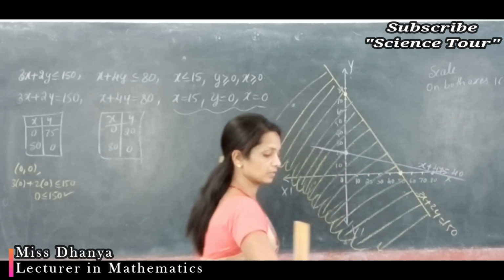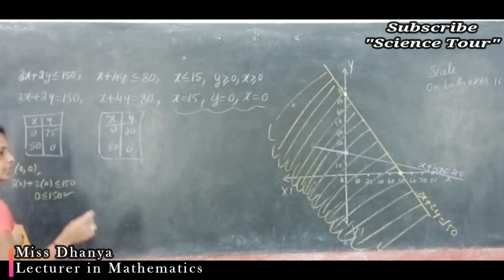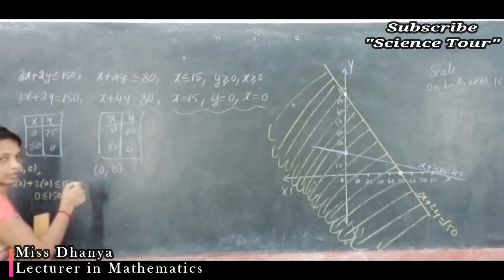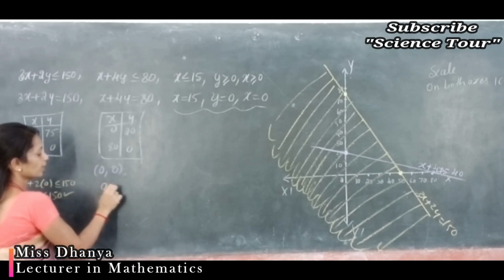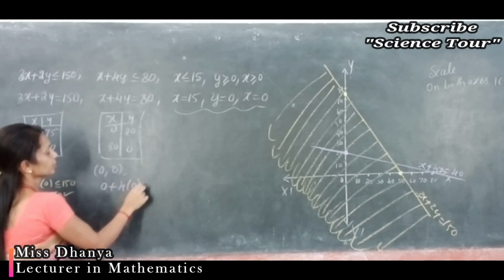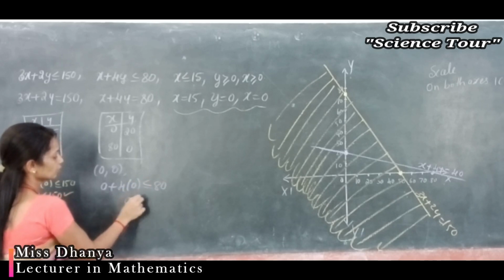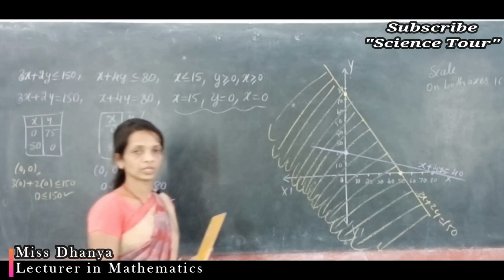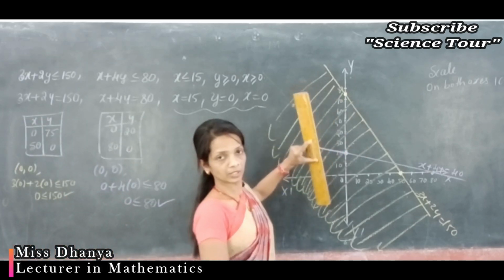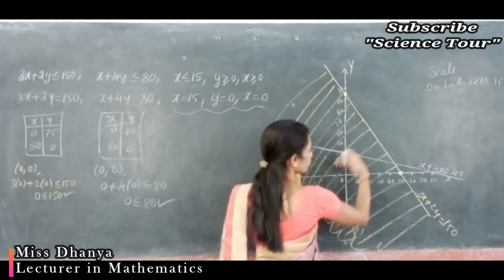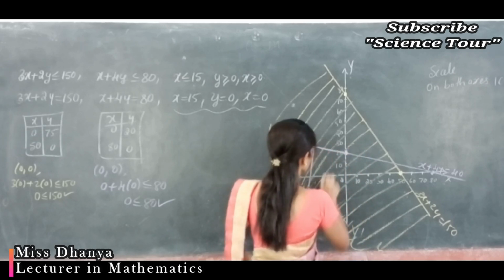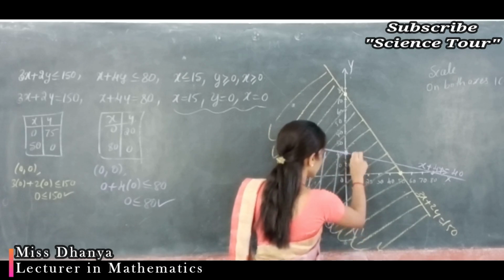Does this inequality give a correct or wrong inequality for the checking point (0, 0)? We check: x plus 0, y plus 4 into 0 is less than or equal to 80, so 0 is less than or equal to 80. That is a correct inequality, so you have to shade the half plane containing the checking point, the lower half plane of this violet line.